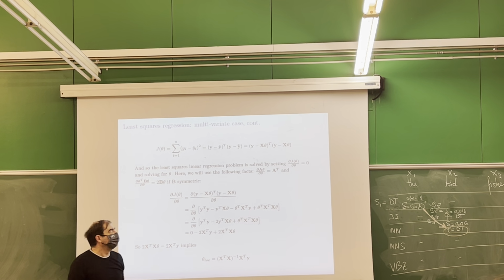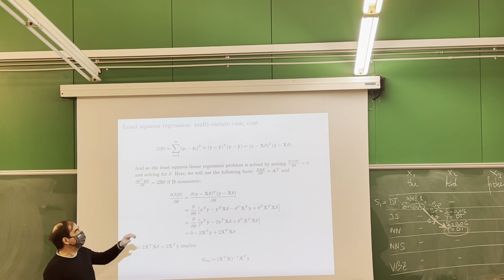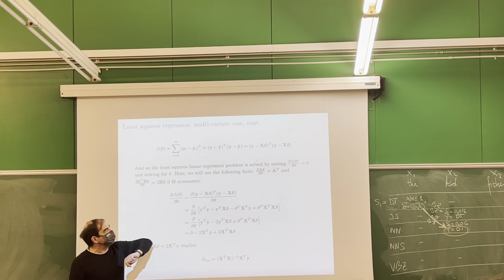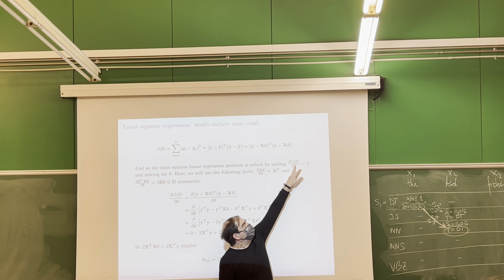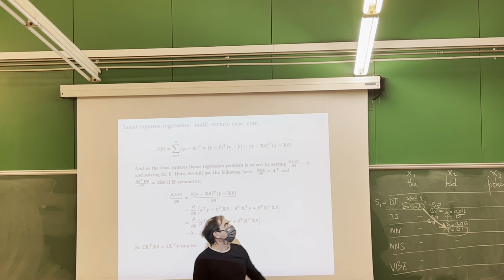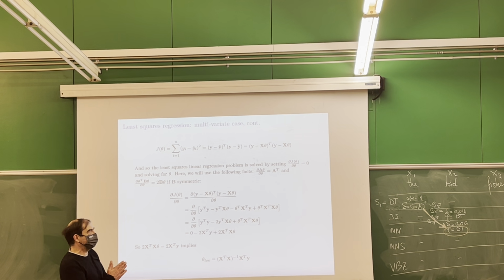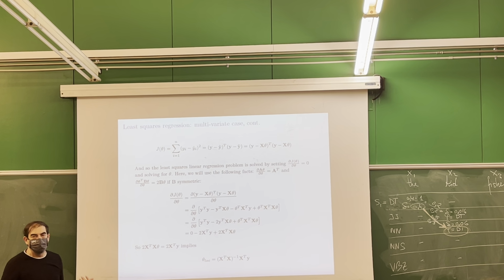So we said we want to minimize the error. The thing that we will do is compute the derivative of the error function with respect to the parameters and equate this to 0. The parameters that fulfill this equation will be the ones that minimize the function. This is usually done in optimization.